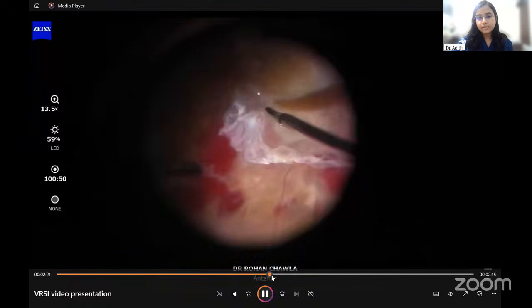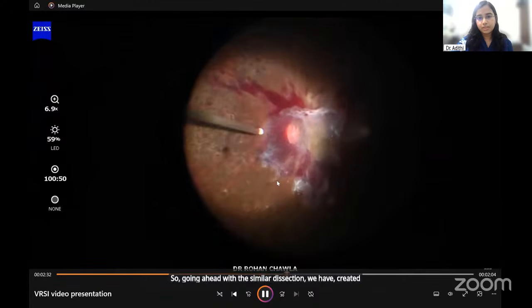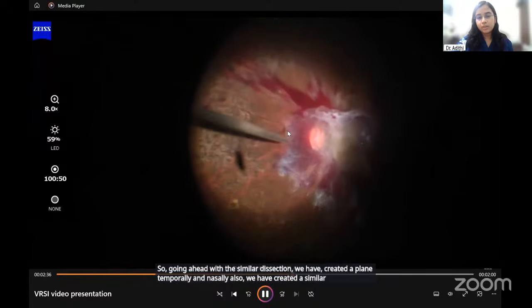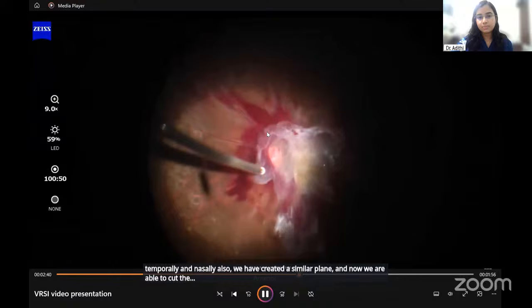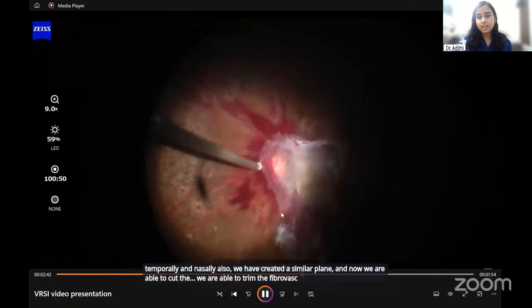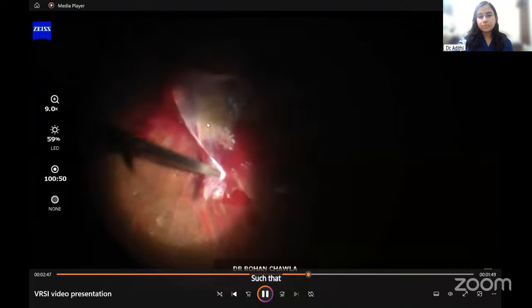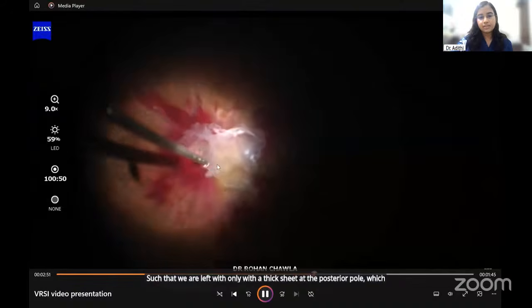So going ahead with the similar dissection, we have created a plane temporally, and nasally also we have created a similar plane. And now we are able to trim the fibrovascular proliferation 360 degrees, such that we are left with only a thick sheet at the posterior pole, which is attached at the disc and the macula.